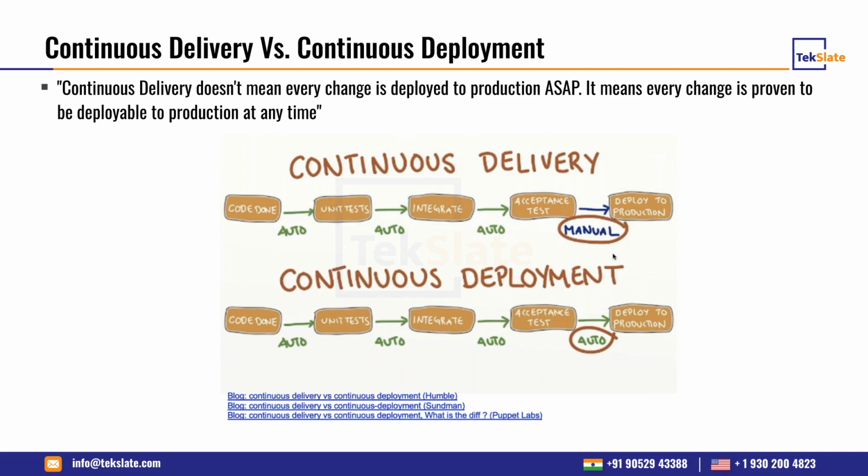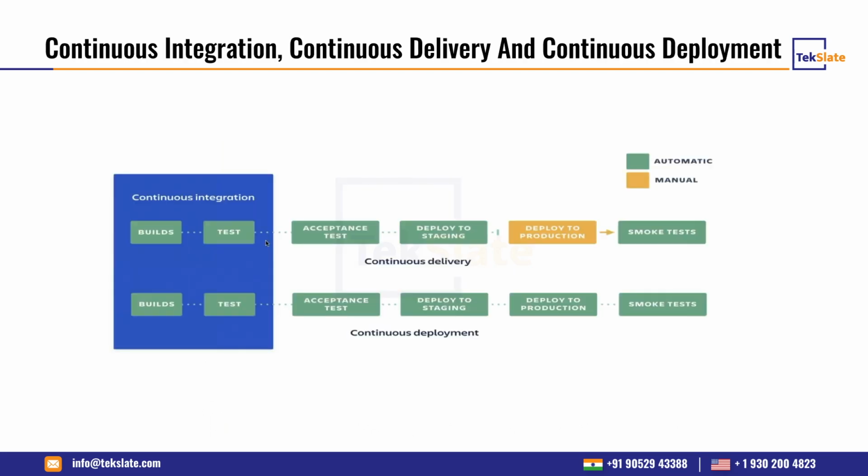So just to repeat, in a single form: continuous integration is the same, where you build and test each of your changes continuously, and once it is fine, you move to acceptance test, staging, and production. The deploy to production is manual in continuous delivery. But in continuous deployment, it goes to production without any manual intervention.